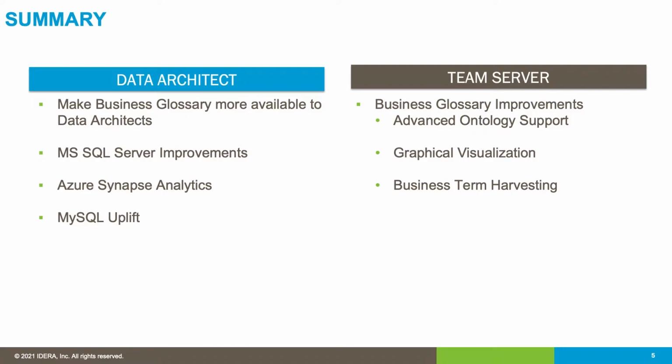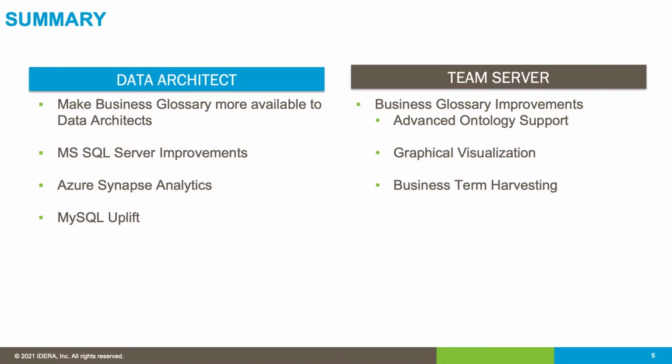On Team Server, most of our improvements center around the business glossary. So first of all, we've extended the meta model. Basic meta model that we had originally, extended it so we can model advanced ontologies, including taxonomies and such like. We've also got mechanisms to be able to visualize those relationships in a nice business-friendly manner. And not only can we visualize the relationships between business terms themselves, but from the business term across to our data model. So we can ask and answer those two important questions. What data is important to us, and then where is that data?